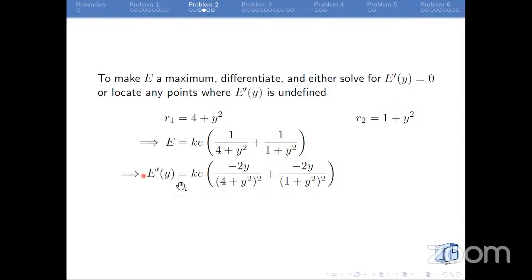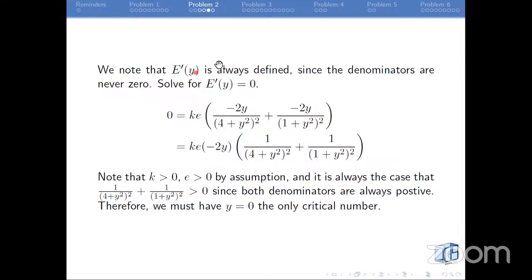So, ngayon naman, meron tayong E equals k times small e times the quantity 1 over 4 plus y squared plus 1 over 1 plus y squared, sinubstitute na natin yung values ng r sub 1 at r sub 2. So meron tayong E prime of y equals k times small e times the quantity negative 2y over the square of 4 plus y squared plus negative 2y over the square of 1 plus y squared. So we know that E prime of y is always defined since the denominators are never zero.